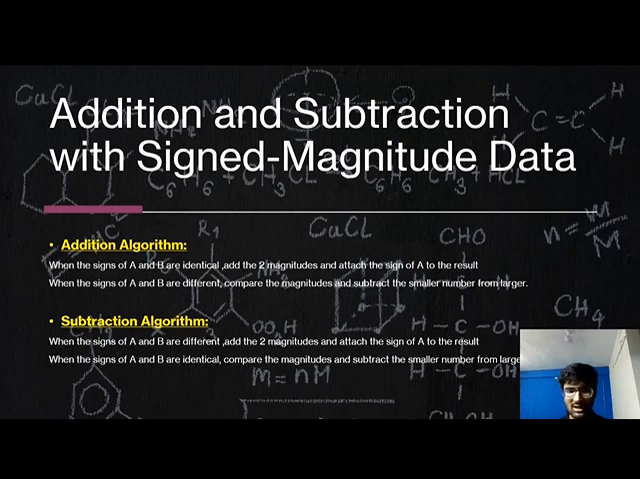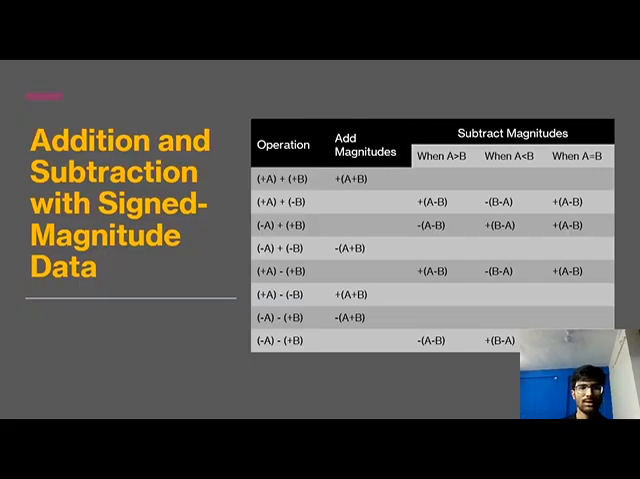The subtraction algorithm follows the same idea. When the signs of A and B are different, we take the magnitudes of both, add them, and attach the sign of A to the result. When the signs of A and B are identical, we compare the magnitudes and subtract the smaller number from the larger. Now I have given some examples of addition and subtraction with signed magnitude.